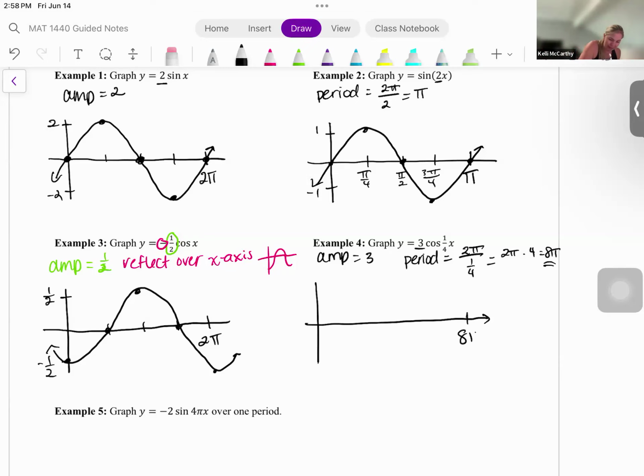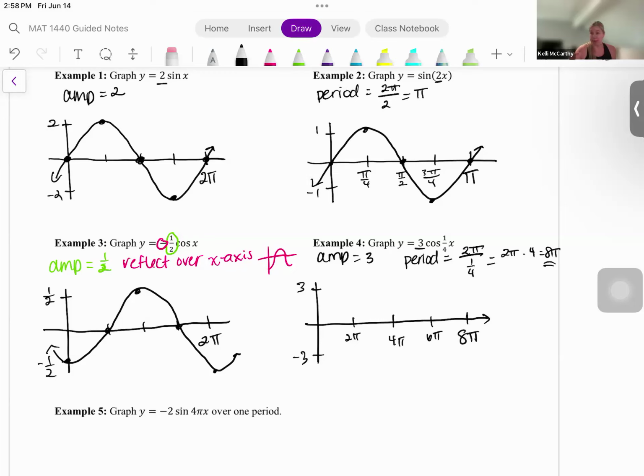So again, here's 8 pi. We're going to start dividing it in half. So there's 4 pi. Divide that in half. There's 2 pi. Divide this one in half. This is 6 pi. Our amplitude is 3. So that gives us our scale for our vertical axis.